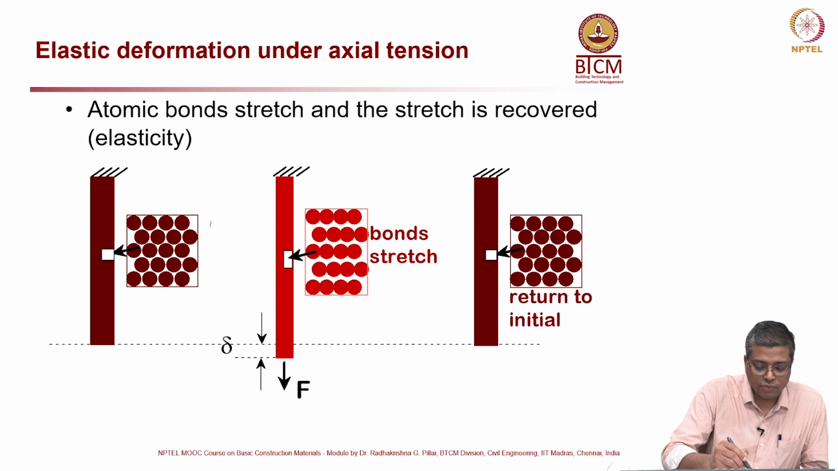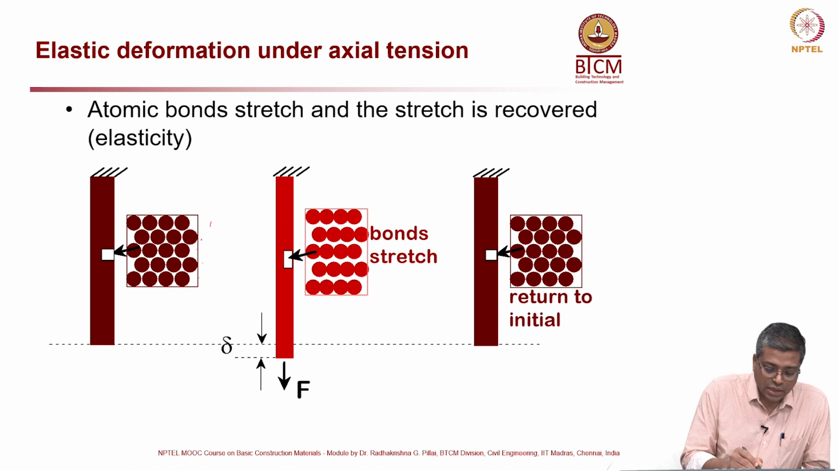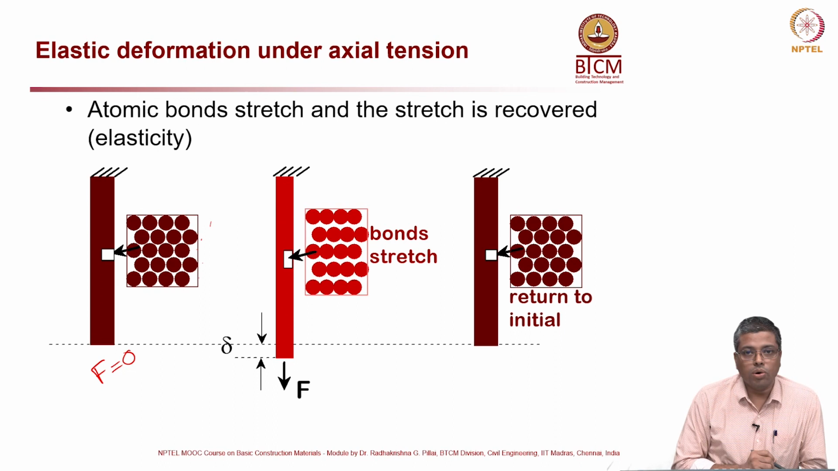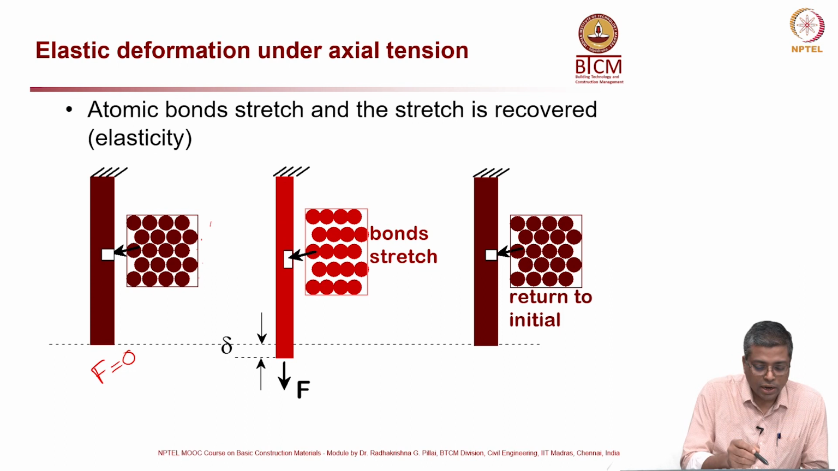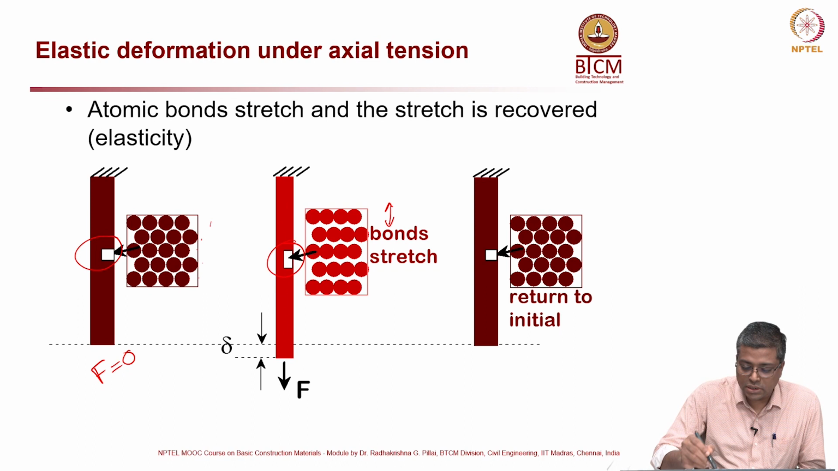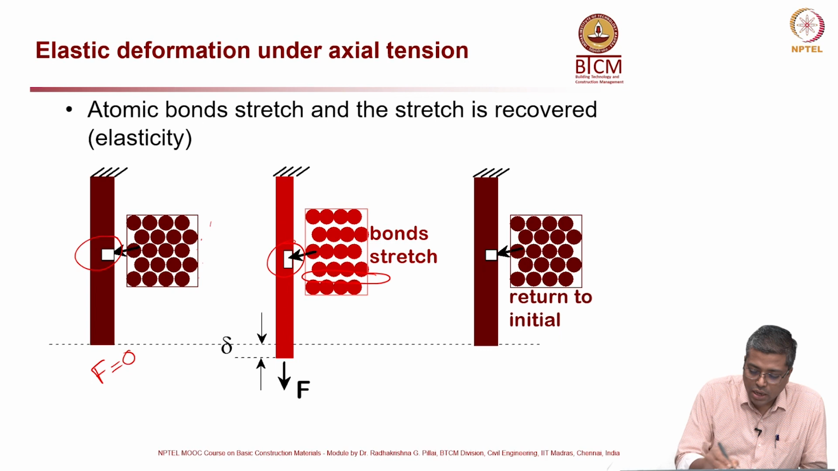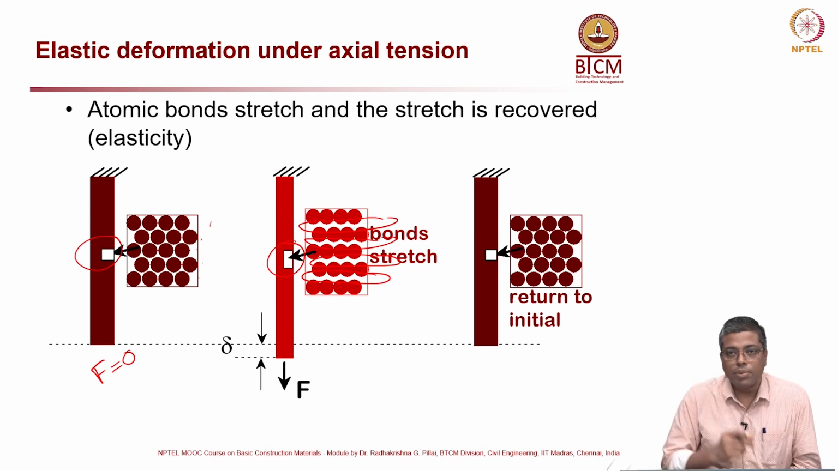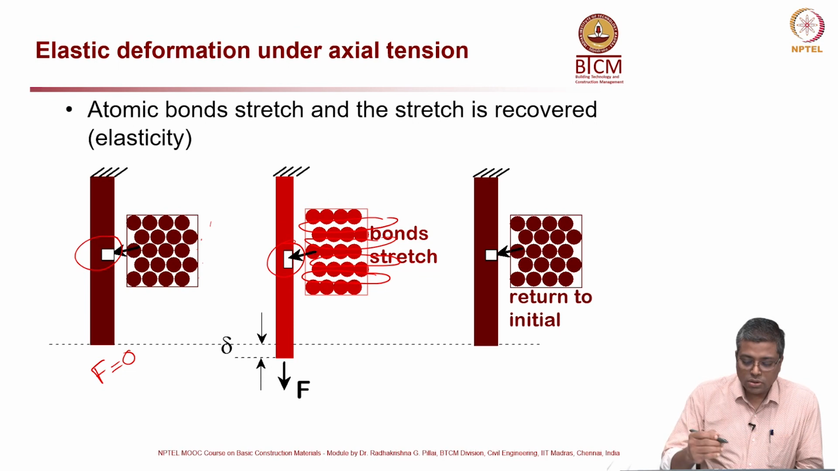Okay. Now, the first is the case with no load, that means F is equal to 0. In the second drawing, there is some load applied. You can see that this shape has changed from a square to a rectangle. That means the bond, the vertical lines over here, there is a stretching happening in the vertical direction. Okay? You can see the gap between these has increased, the vertical gap has increased between each layer of the atoms. So, that is indicating that the bond has stretched.